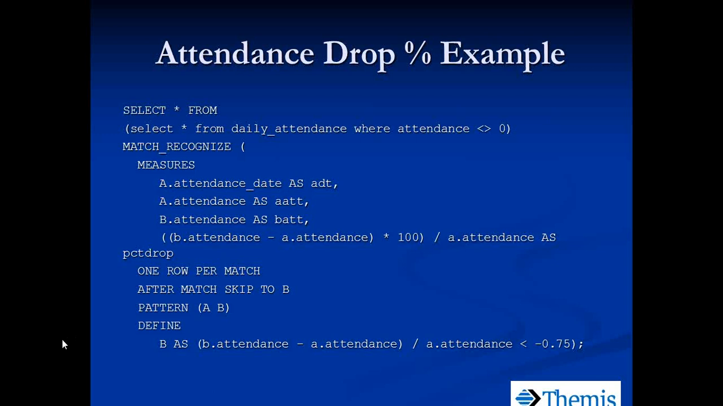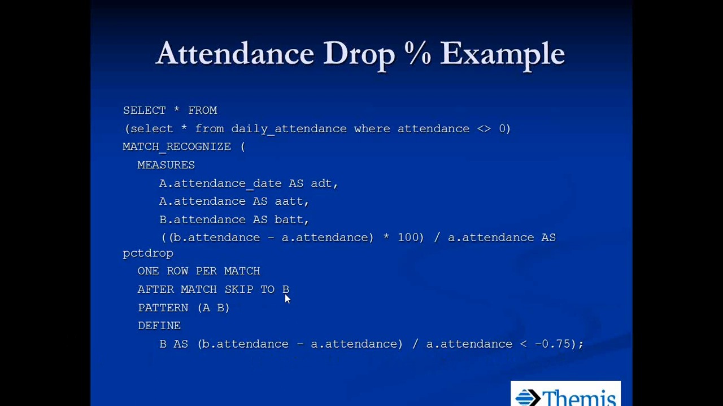Okay, what is B defined as? Well, B is going to be the percentage of the drop. So if the attendance is less than 75%, and you can see that there in my calculation, then I have a match. If I don't have a match, then I start with B and I look at the next row. If I have a match, then I start with B and I look at the next row still, because I'm doing after match skip to B.